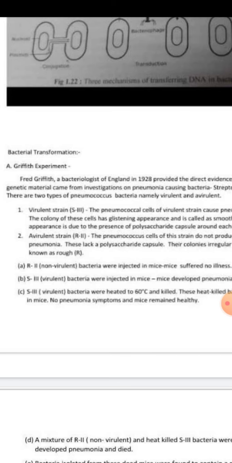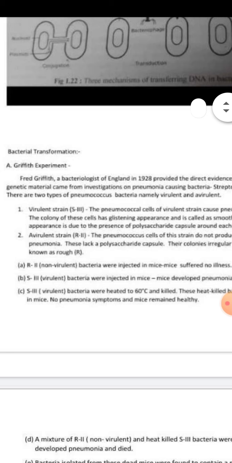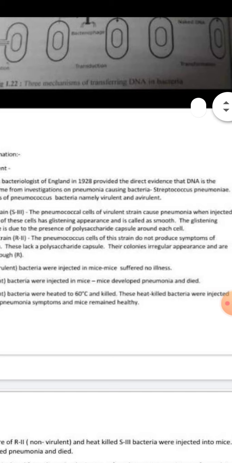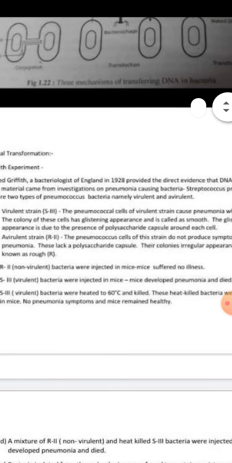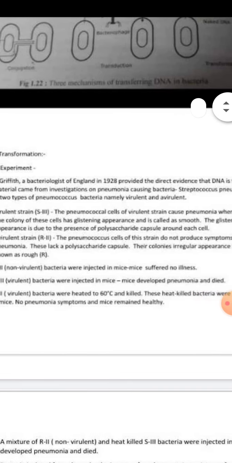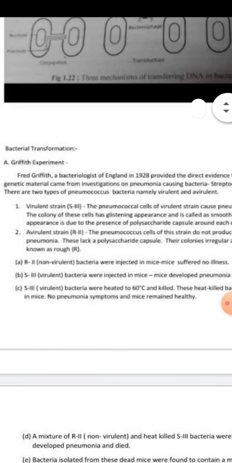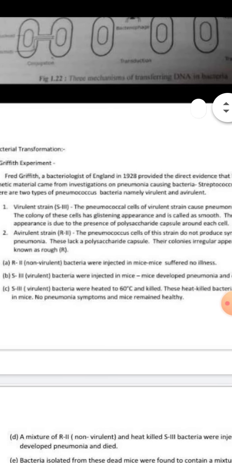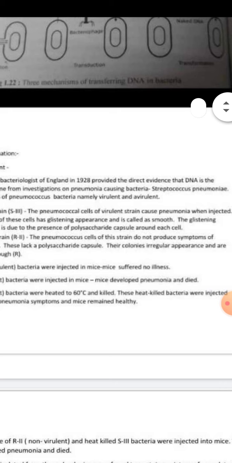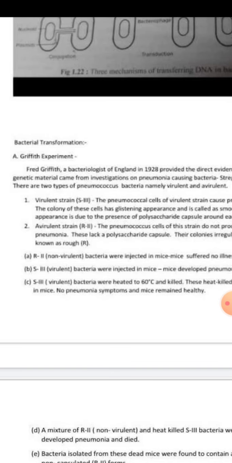Then the second type is the avirulent strain, which is designated as capital R Roman 2. The pneumococcus cells of this strain do not produce symptoms of pneumonia. So the virulent strain will produce pneumonia, whereas the avirulent strain does not produce the symptoms of pneumonia, and these also lack a polysaccharide capsule. So their colonies are irregular in appearance and are known as the rough type of strain.